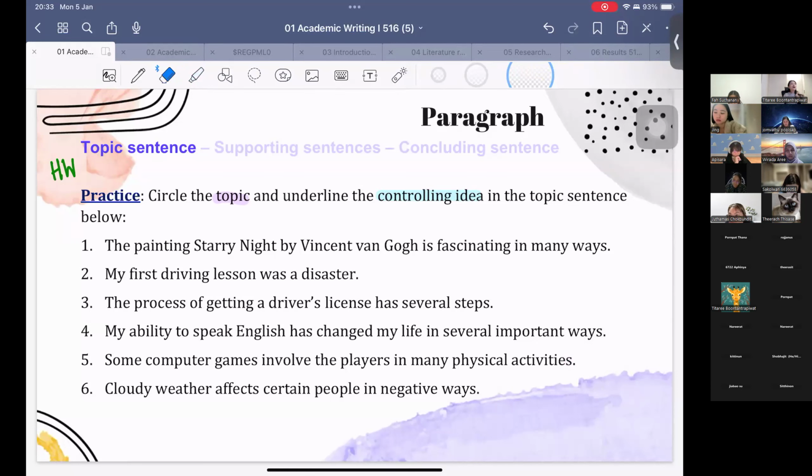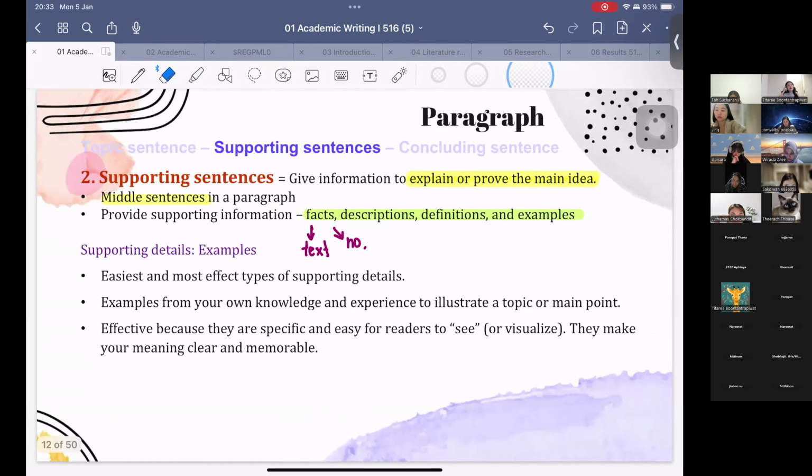Okay. Moving next is the supporting sentence. Supporting sentence. So this would be the second component. Topic sentence would be a must thing. So this is a must. This is needed. You need to write this. And topic sentence would be a must as well. You need to have this always in your paragraph.